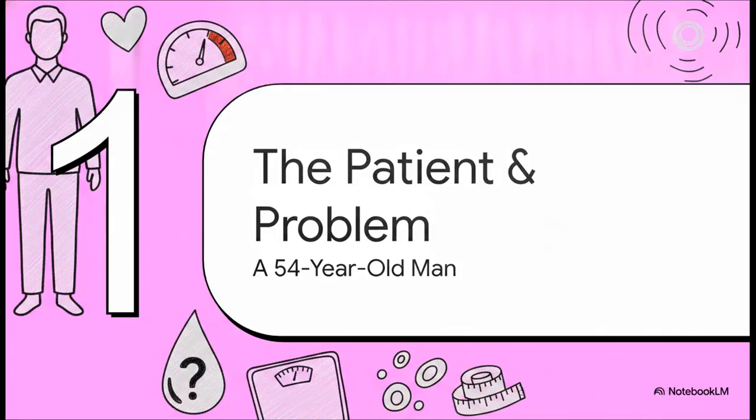Section 1. The patient and the problem. We're consulting on a 54-year-old man. His past medical history is significant for type 2 diabetes, obesity, and hyperlipidemia. Now, he is entirely asymptomatic. Literally, these labs were only drawn for a routine life insurance policy.